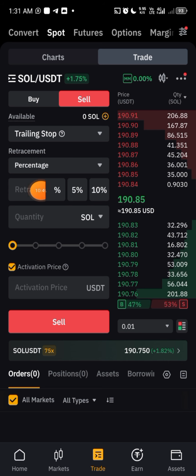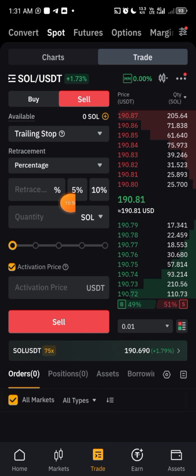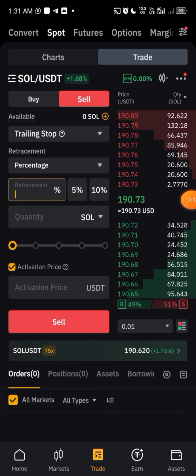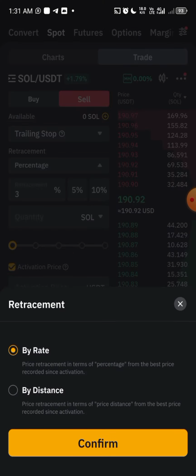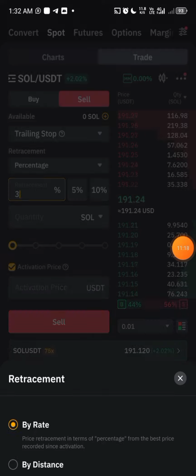Let me explain this one first. No percentage means you can put your own percentage. Let's say I put it at 3%. I want it to be trailing at 3%, right? Now, this percentage, you see here, is by rate: price retracement in terms of percentage from the best price recorded since activation, then by distance. So I'm just going to leave it by rate, and then I'll close here.